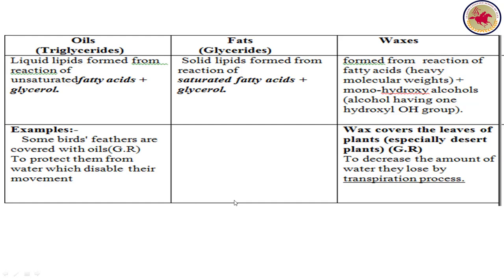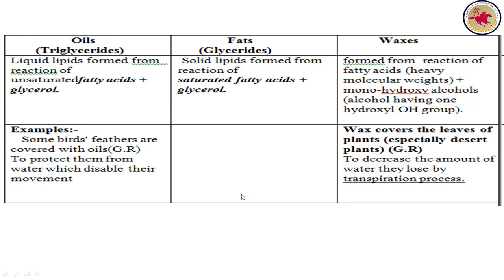Example, some birds, as we said, like aquatic or water birds, have feathers covered by an oily substance. Why? To prevent water from penetrating their bodies, because if it penetrates their bodies, the bird cannot fly up. This oil layer is lipid, and lipid cannot dissolve in water, so it will repel water out, and the feather will not keep water inside it.